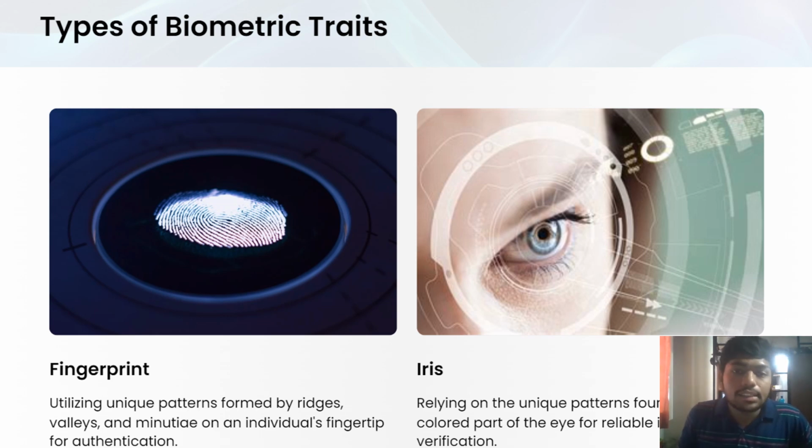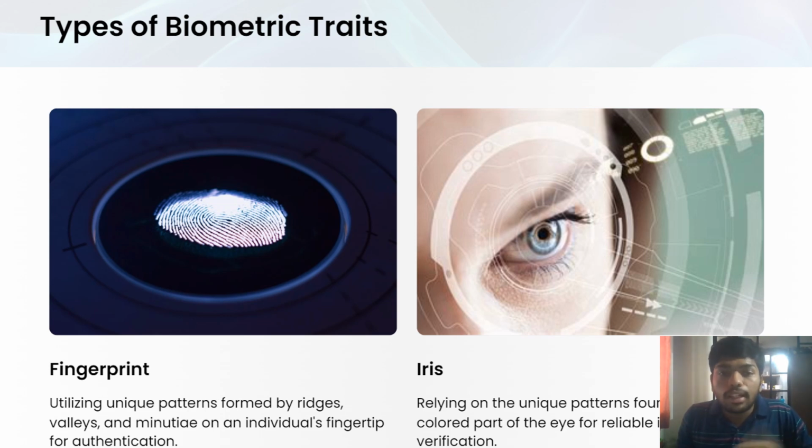Next, iris. Iris biometrics relies on the unique patterns found in the colored part of the eye, known as the iris. Iris recognition systems use high resolution cameras to capture detailed iris images, which are then analyzed to create biometric templates for authentication. Iris patterns are highly distinctive and provide a reliable method of identification and verification.